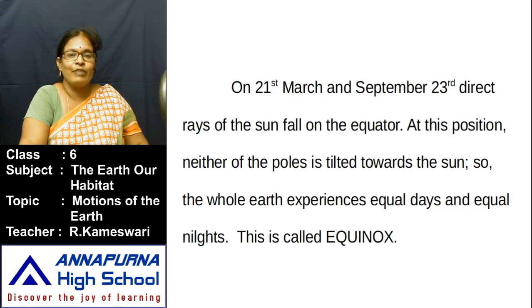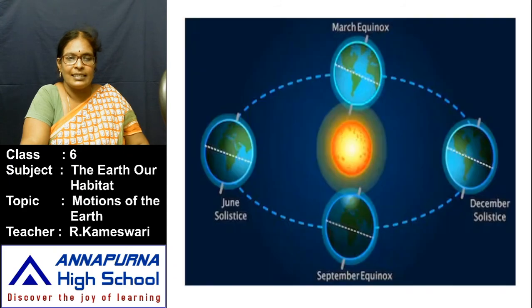Next, equinox. Equinox means these 2 days have equal days and equal nights. That's why that name came to the equinox. On March 21st and September 23rd, direct rays of the sun fall on the equator. At this position, neither of the poles is tilted towards the sun. So the whole earth experiences equal days and equal nights. This is called the equinox.